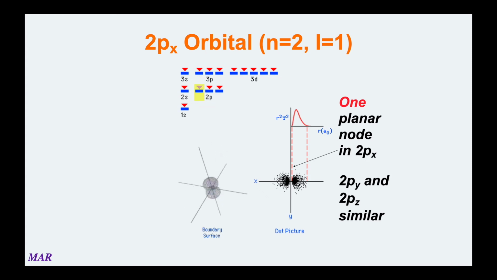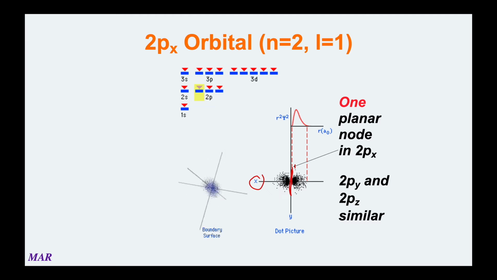So you can see in the picture right here, this is the x-axis, and here's that figure 8. Now notice there's a planar node. It separates the two lobes of the p orbital. Pretty cool. I'm having it rotate there because I guess it looks kind of pretty.